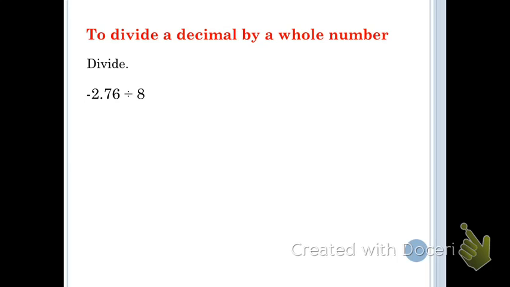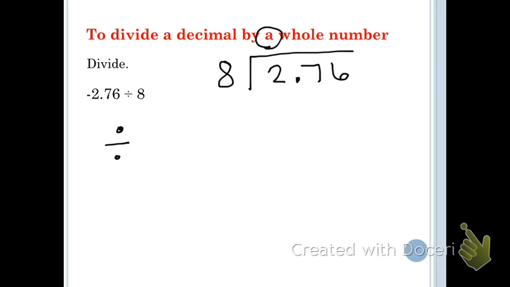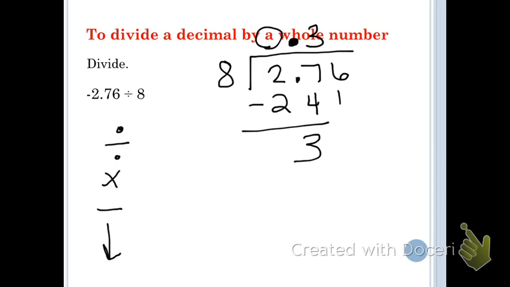Negative 2 and 76 hundredths divided by 8. Notice our signs are different, so our quotient will be negative. 2.76 divided by 8. 8 will not go into 2, so I'll be dividing 8 into the 27. Be sure to bring your decimal straight up. 8 goes into 27 3 times. I'm going to multiply 3 times 8, which is 24. 27 minus 24 is 3. And then I'm going to bring down my 6.